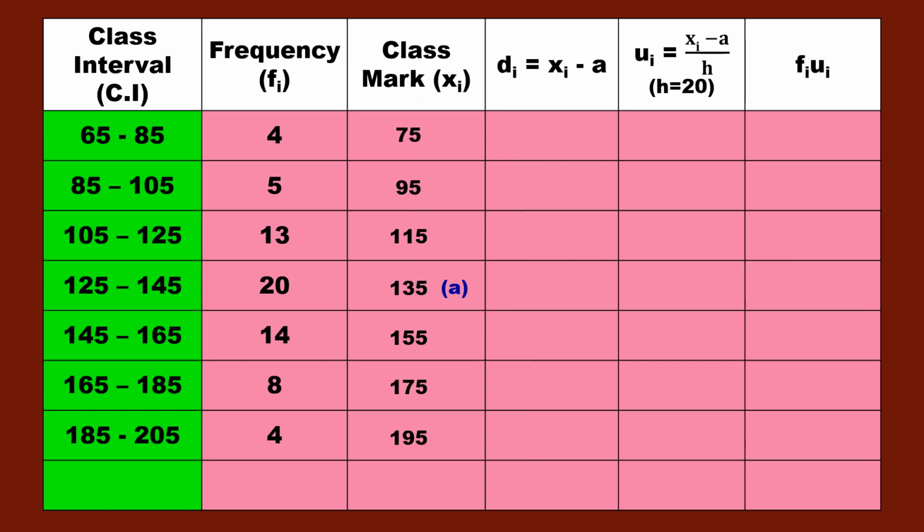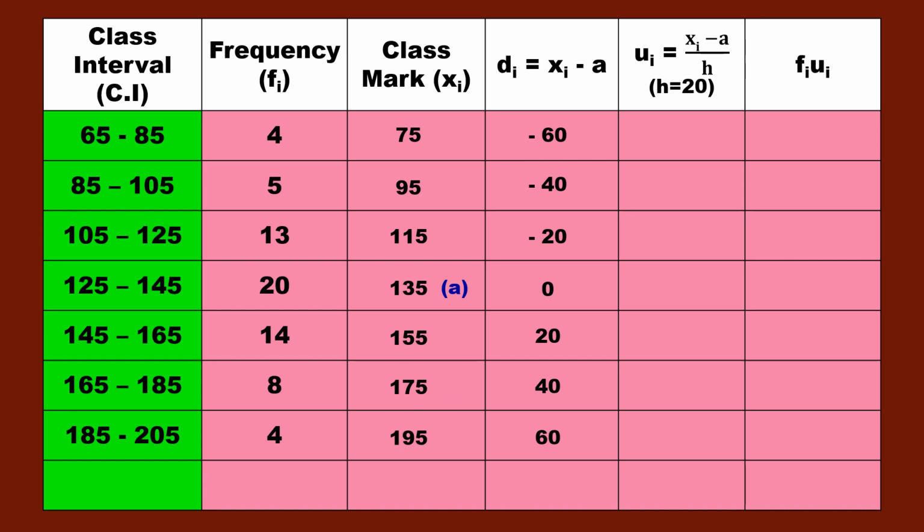Okay, now let us find out xi minus a. So 75 minus 135 is minus 60. Next 95 minus 135 is minus 40. Next 115 minus 135 is minus 20. Now wherever a is, 135 minus 135 gives you 0. Okay, now you check here 155 is a bigger value than 135. So you'll get a positive value here, which is 20. 175 minus 135 is 40. 195 minus 135 is 60.